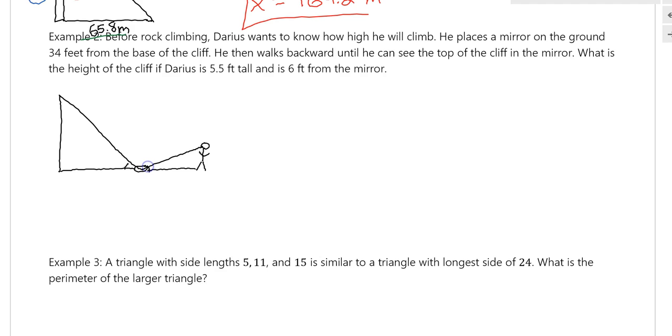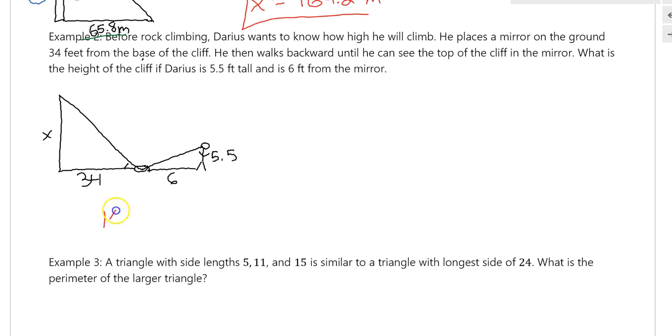So these angles created are the same. I know it doesn't look it in the drawing, but that's okay. And that's how you get these similar triangles for this one. So the mirror is 34 feet from the base, meaning the bottom of the cliff. He walks backwards. Darius is 5.5 feet tall and is 6 feet from the mirror. I want to know the height of the cliff.